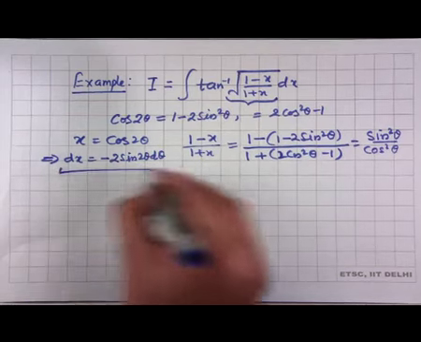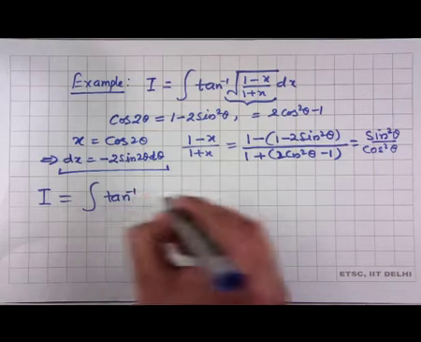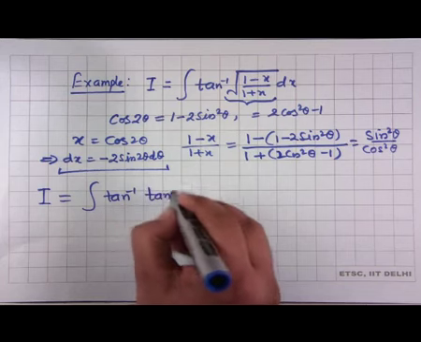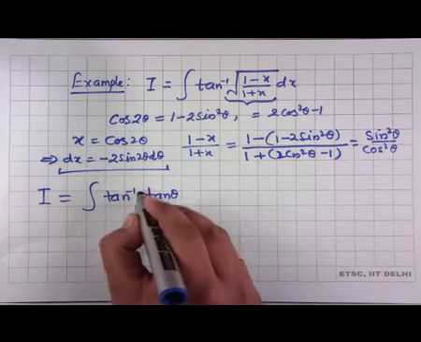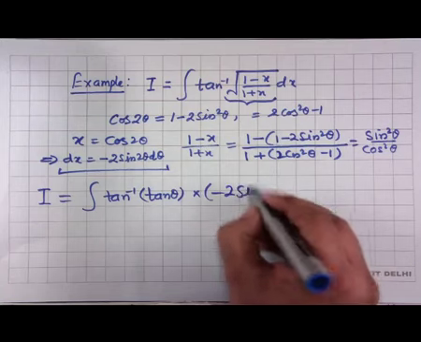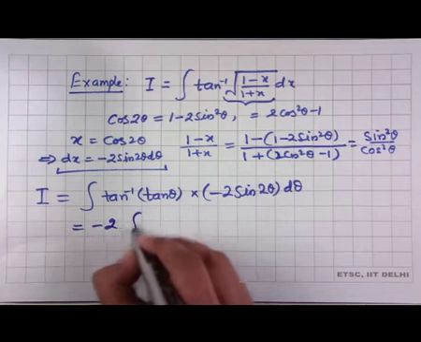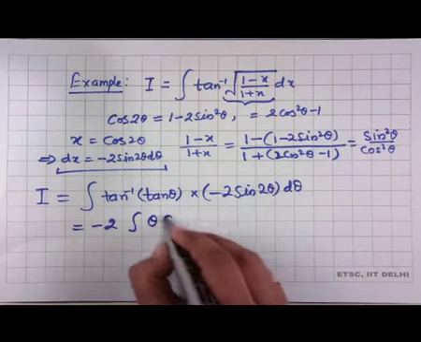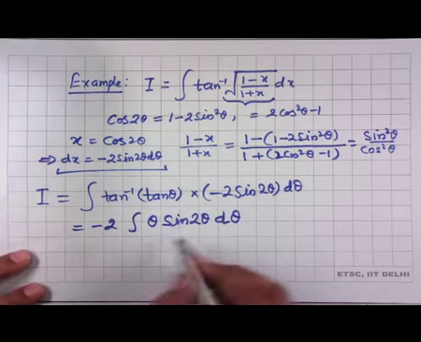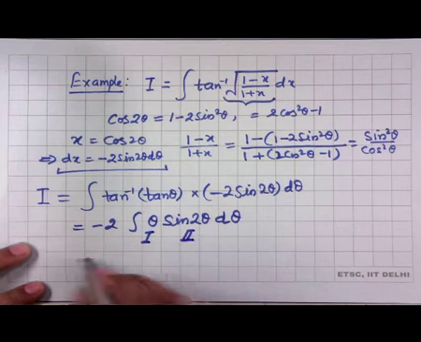Making this substitution, the integral I can be written as tan inverse of square root of this fellow, which is tan theta, tan inverse tan theta, multiplied by dx, that is minus 2 sin 2 theta d theta. I can take this minus 2 outside of the integral. Tan inverse tan will give me theta, sin 2 theta and d theta. This again is of the form of the previous problem. So I will assume this as the first and this as the second function, and then use integration by parts.